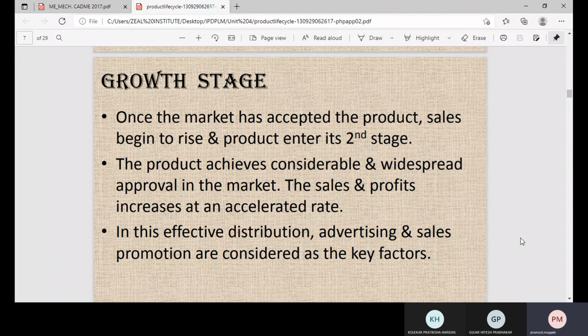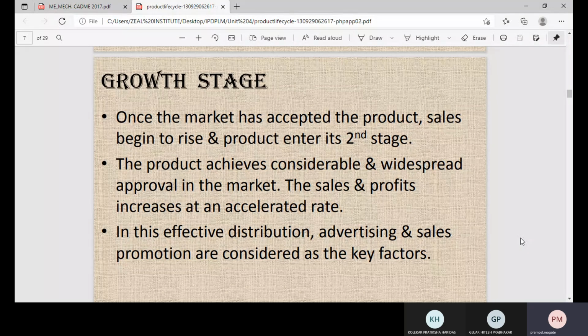Of course, due to publicity, mouth publicity असेल किंवा तुमच्या marketing strategy असेल, the sales and profits increase at an accelerated rate. So here we cannot say the profit directly starts. No, sales will increase, and whatever investment we have done on that particular product, we are getting payback. So that will have to come slowly, correct? In this, effective distribution, advertising and sales promotions are considered key factors.